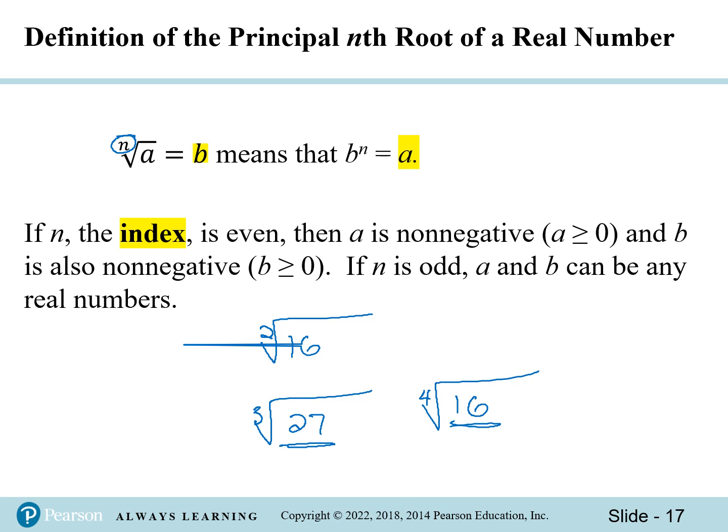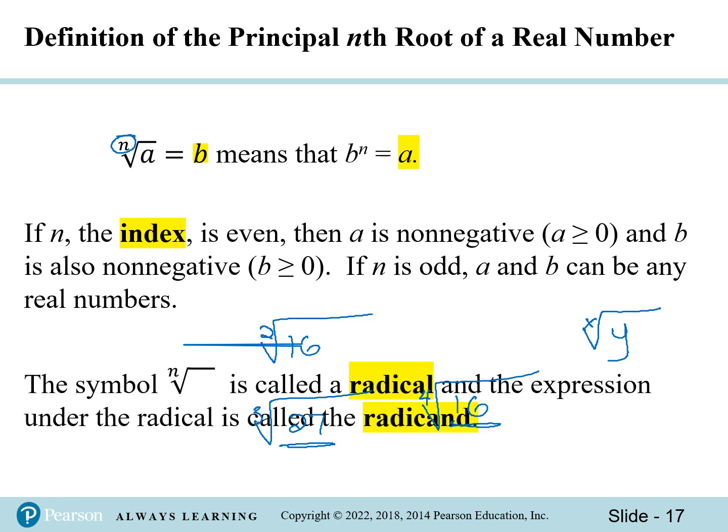You can find that button on a calculator, but it may look like something like that. Don't try to use the square root button if you're trying to do the cube root. I wrote over top of this, but what's inside right here, that's called a radicand. A radicand. And you'll need to know that.